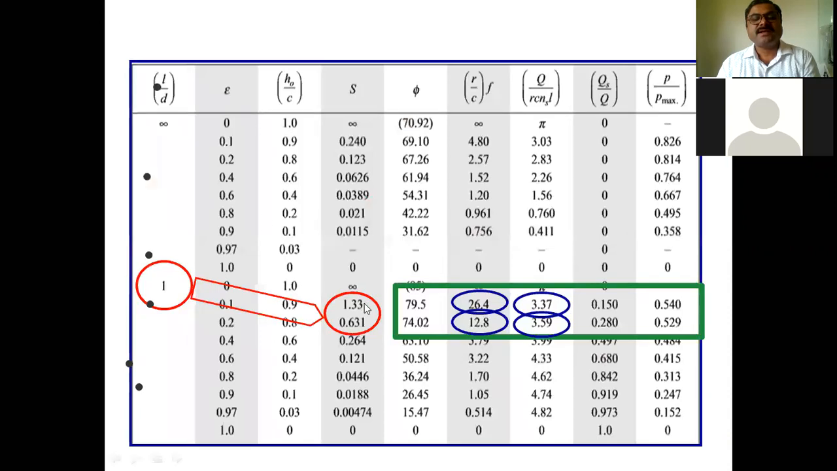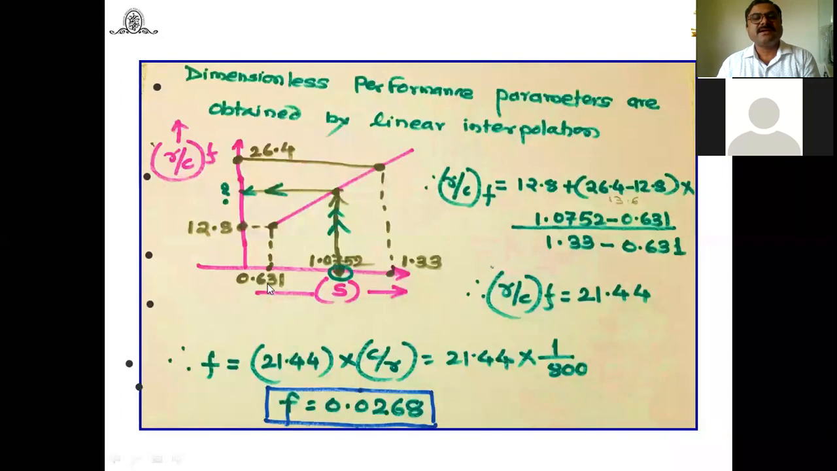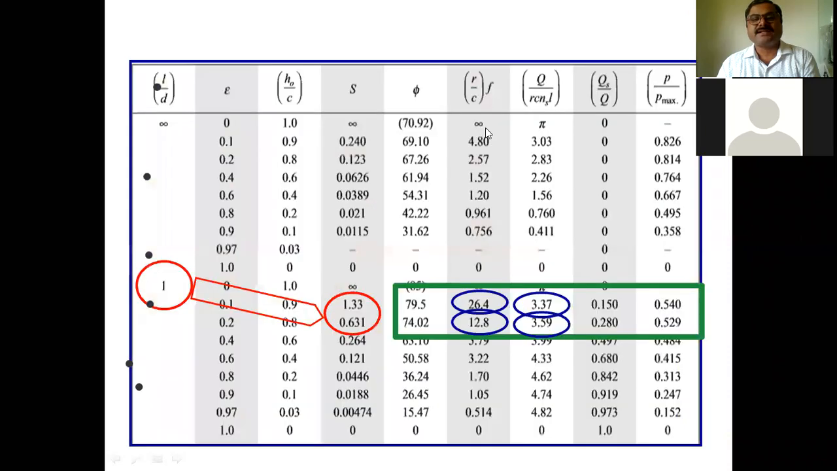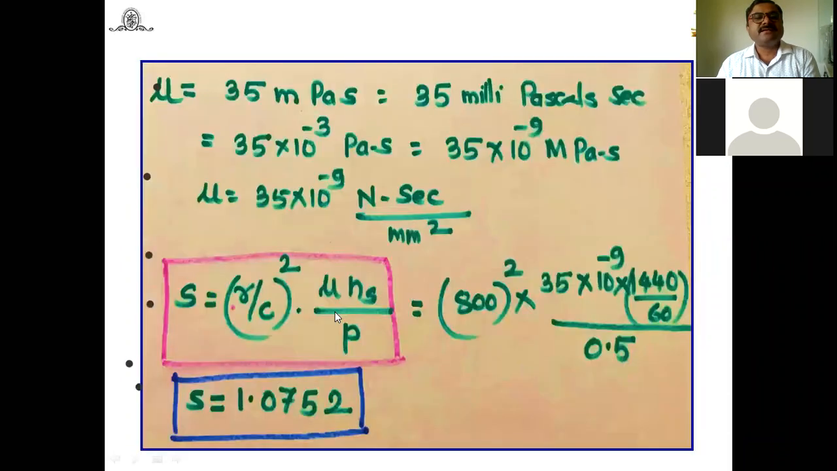We have to look at first of all this limiting minimum value and maximum value. In between this, look at this, minimum 0.631, then maximum 1.33, and in between here 1.75. That we have to look at. But for this 0.631, what is R by C F or CFP variable? Look at this. For 0.631, it is 12.8, and for 1.33, it is 26.4. So locate here these values.